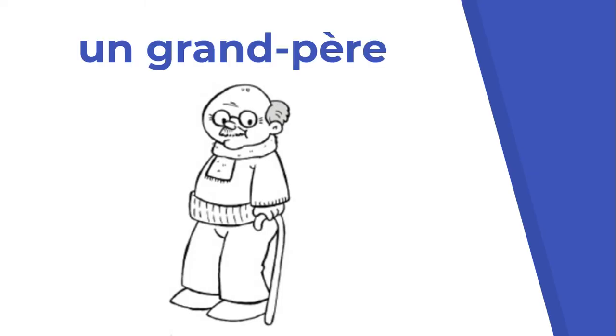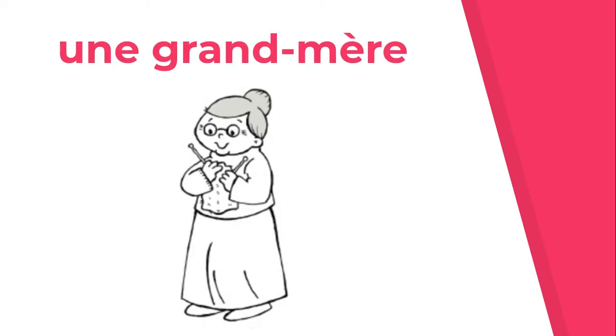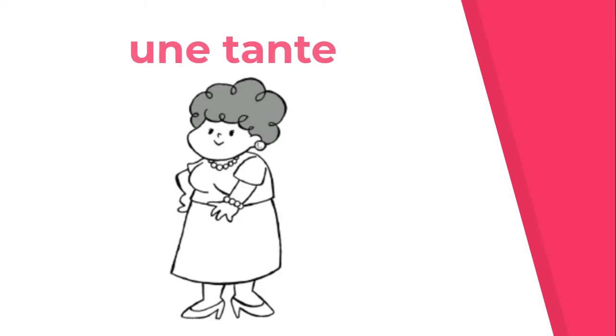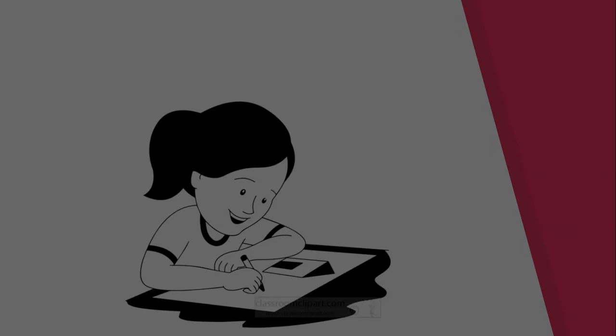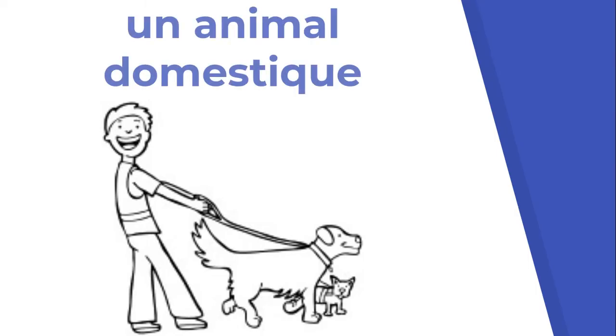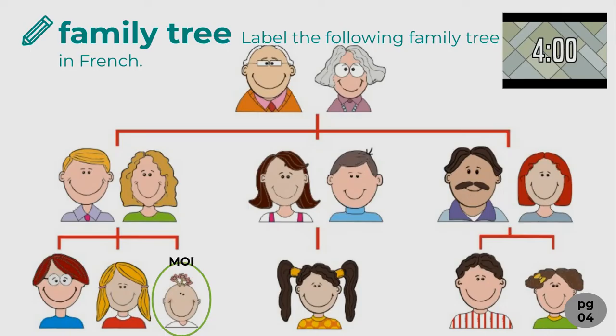Répétez, un grand-père, une grande-mère, un oncle, une tante, un cousin, une cousine, un animal domestique, un chien, un chat. Excellente. Alors, tournez à la page 4, s'il vous plaît.